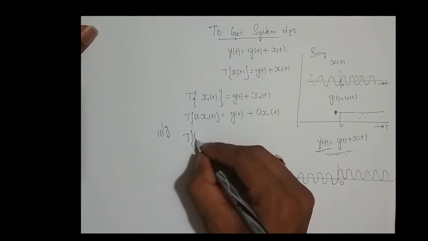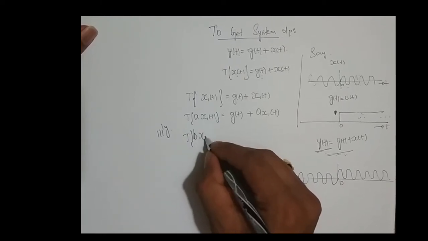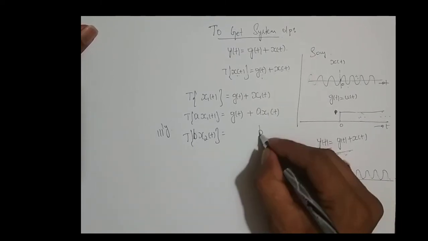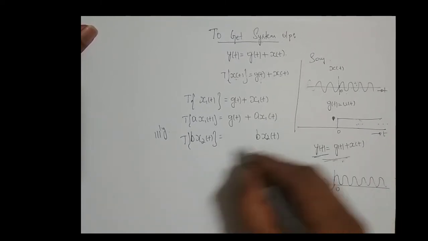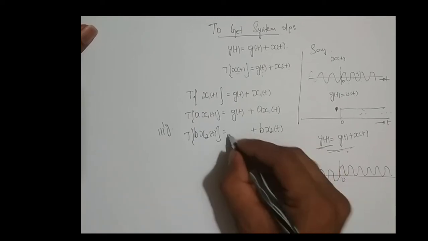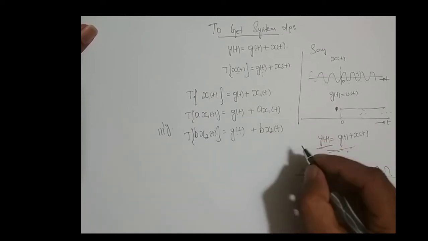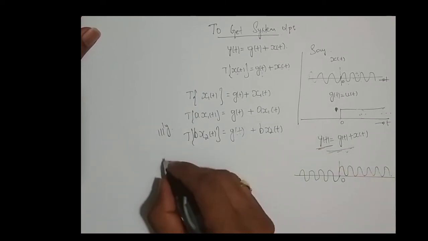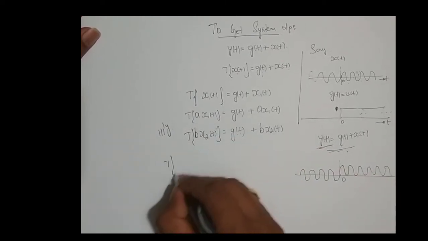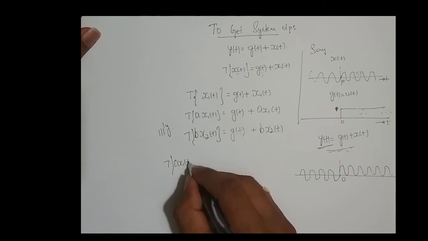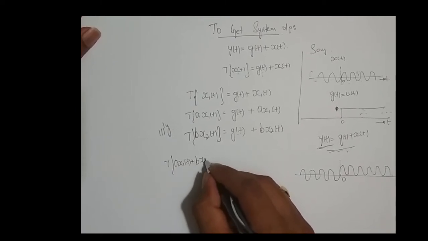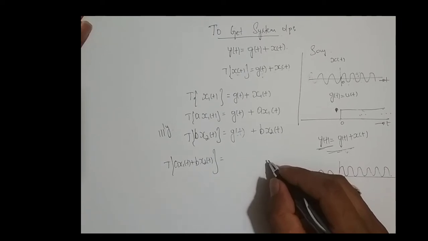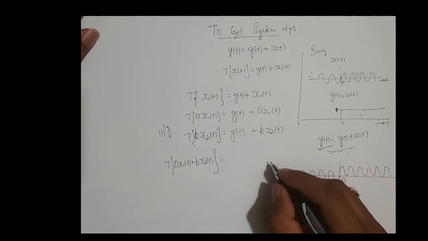Similarly, what if I feed a scaled version of another signal, b times x2 of t? What do I get? Whatever signal I fed, b times x2 of t, g of t gets added. Correct? Yes. Now if I combine these two, a times x1 of t plus b times x2 of t, what is the output we are expecting from the system?